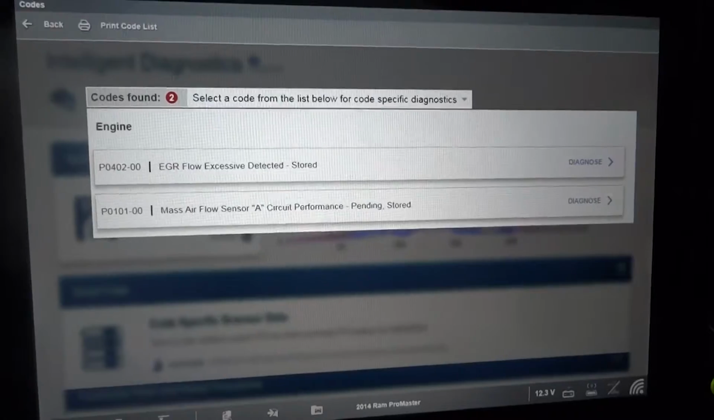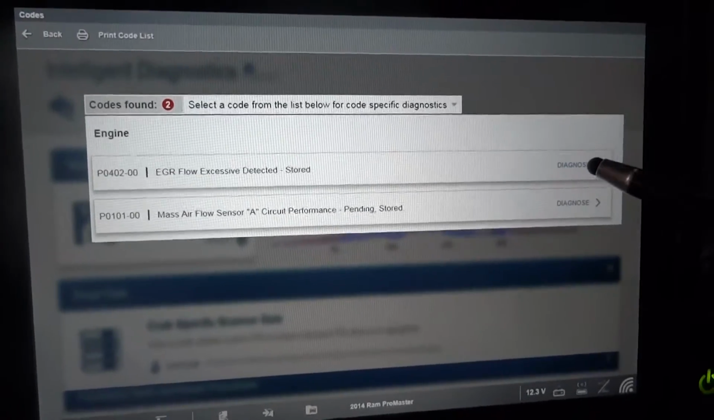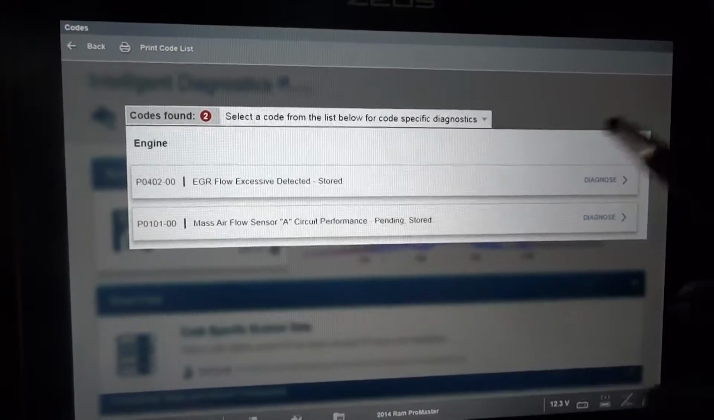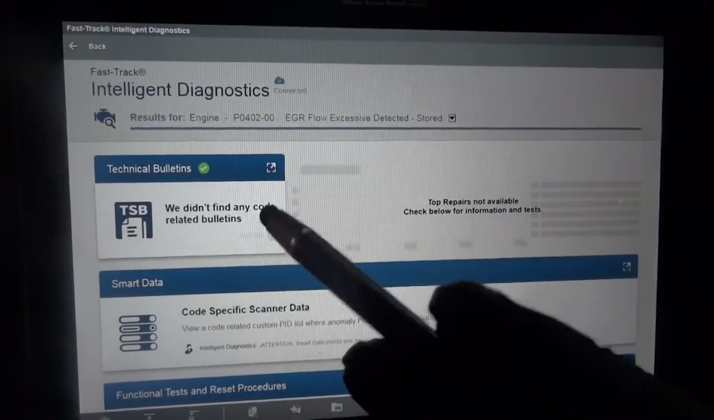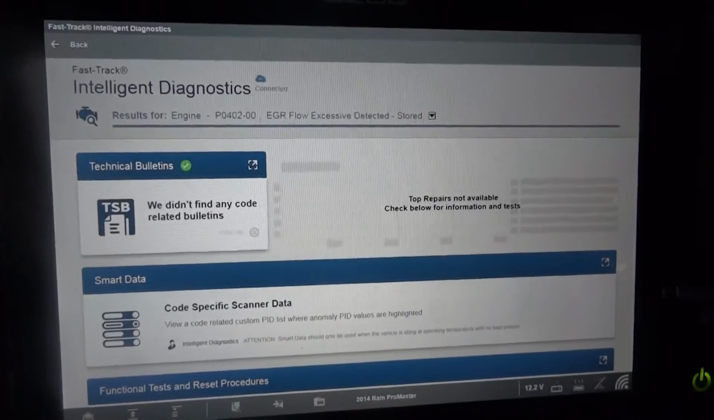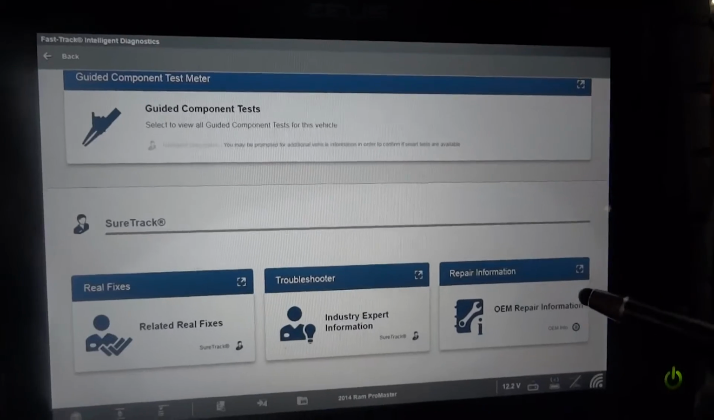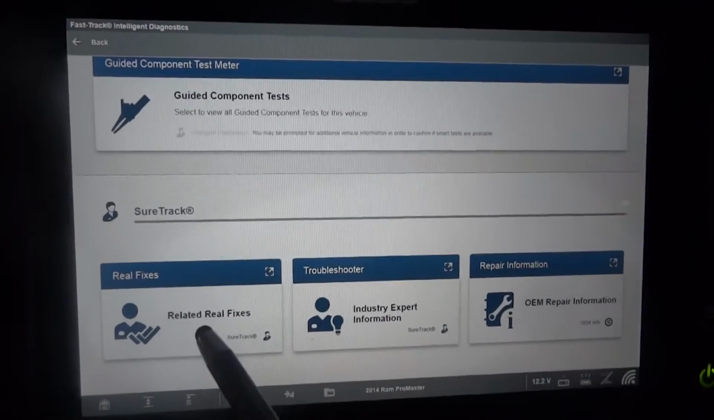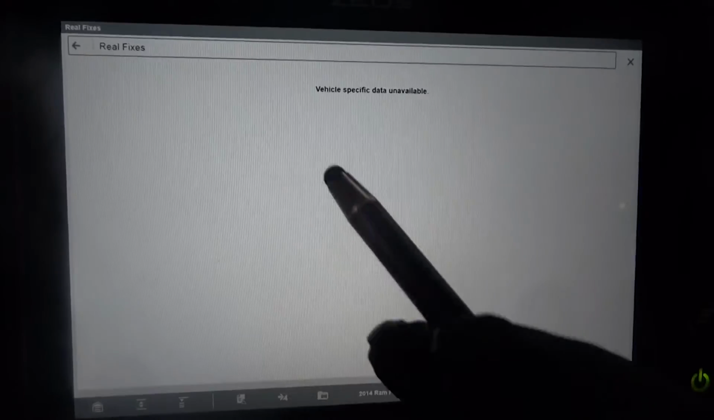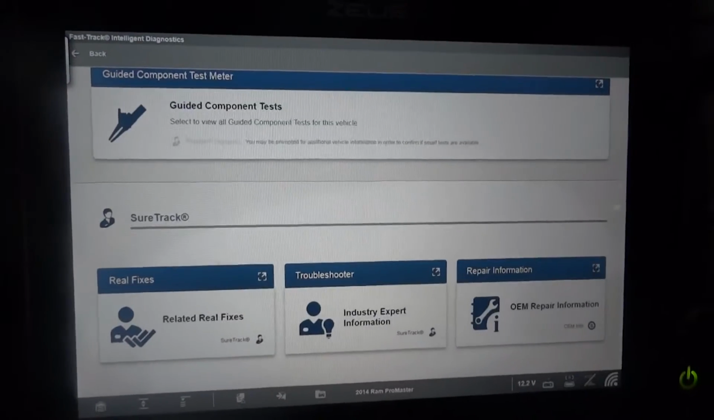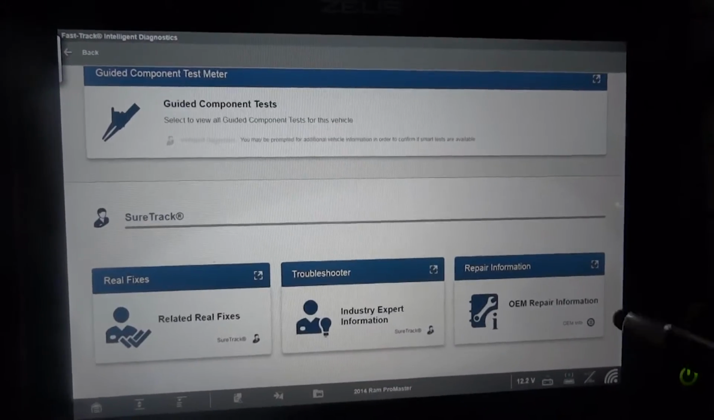So now what I'm going to do is I'm going to click on this diagnose button. Let's see if we have a TSB about this trouble code before we continue. As you can see, we don't have any TSBs about this code, so that's good. So I want to go to our real fixes. Let's see what we got here. We don't have any information available about this trouble code. So let's focus on this EGR code first.